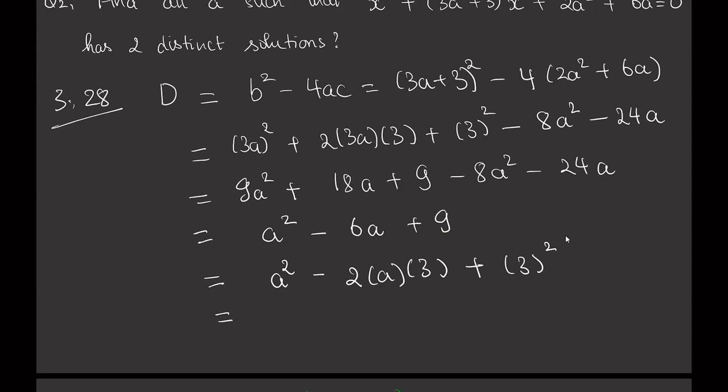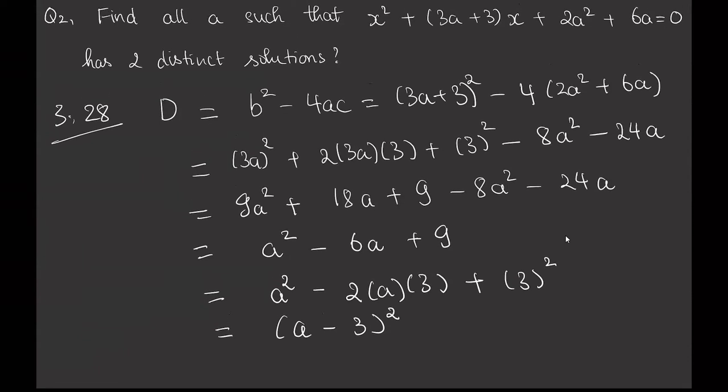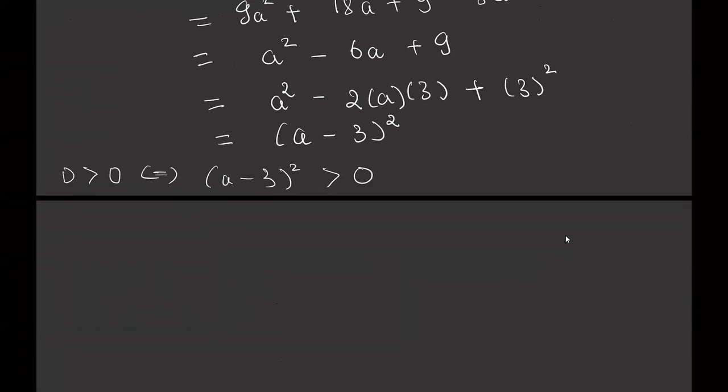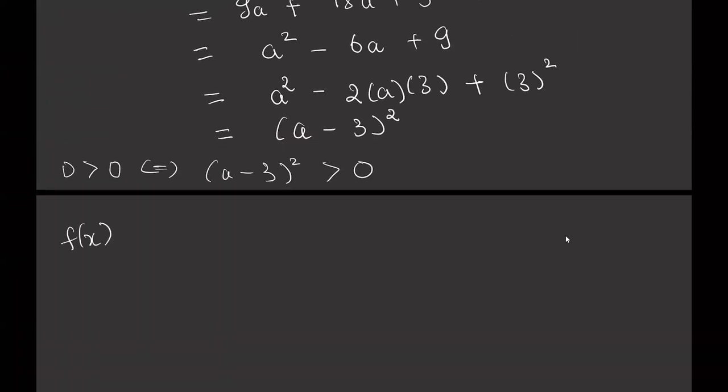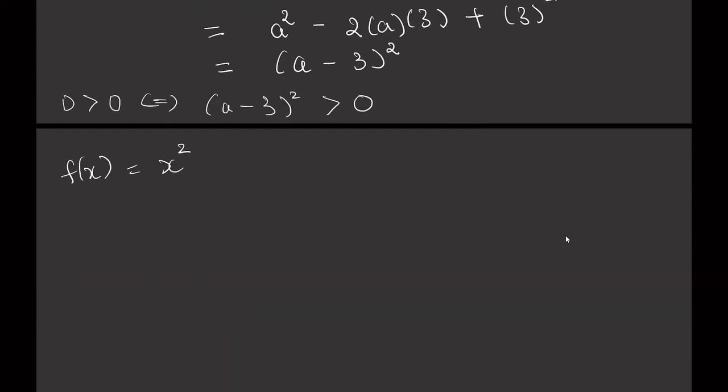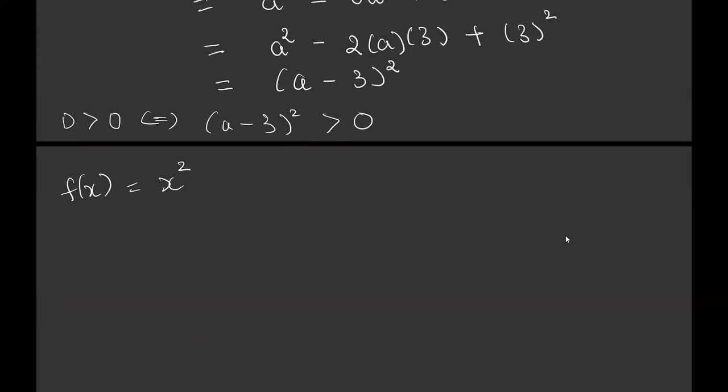Okay, so this one is equal to a minus 3 squared, and the equation has 2 distinct solutions when D is greater than 0, right? Which means when a minus 3 squared is greater than 0. I want to ask you, for a function f(x) equal x squared, what is the minimum value it can be?